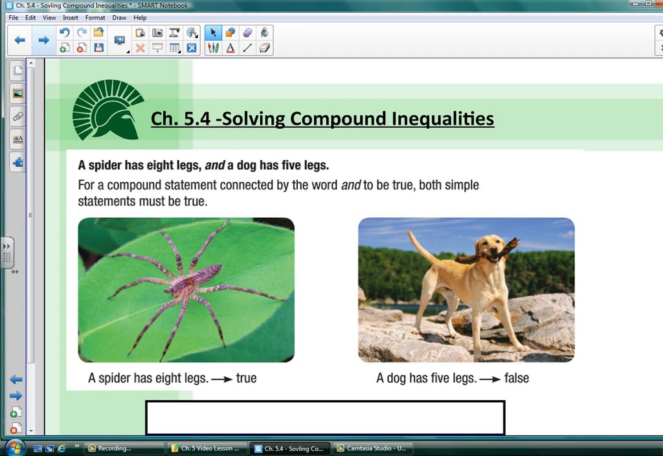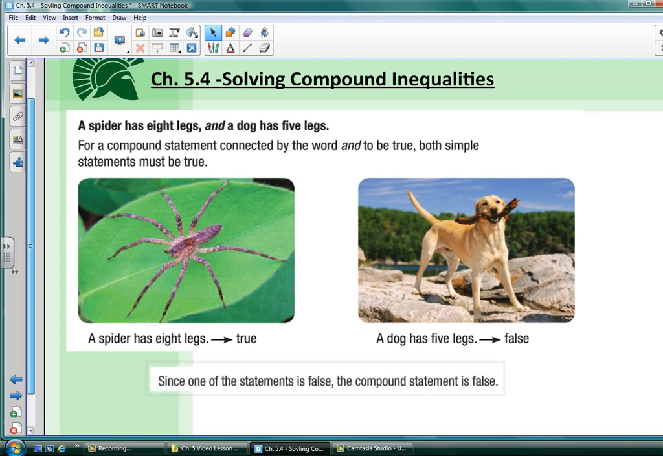So the first statement we're going to look at is: a spider has 8 legs and a dog has 5 legs. Right away you're probably like, oh, that's clearly false, a dog doesn't have 5 legs, and it's clearly true that a spider has 8 legs. But for a compound statement connected by the word and to be true, both of these simple statements must be true. Since one of them is clearly false, that makes the whole statement false. So if one of these compound statements with an and is false, the whole thing is false.